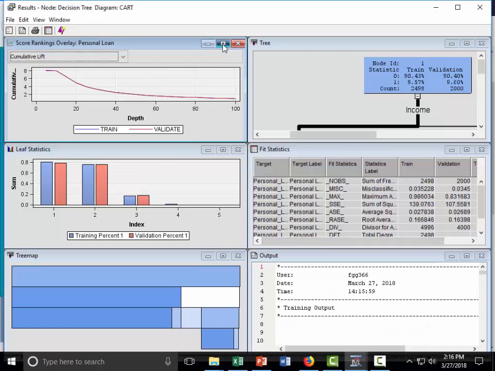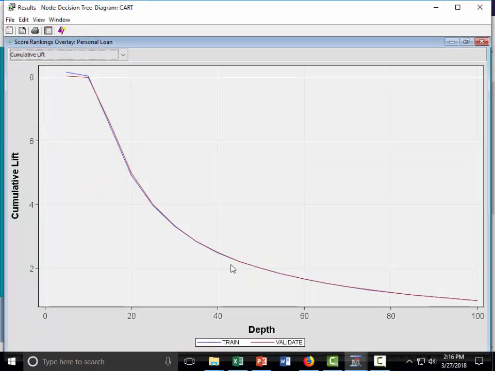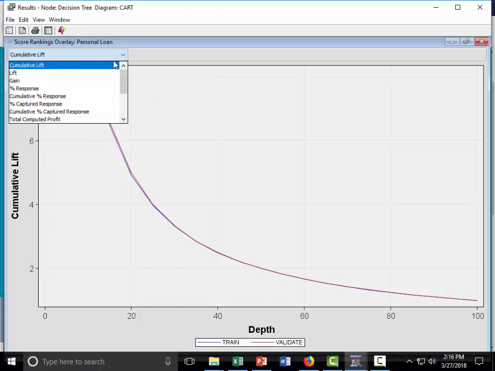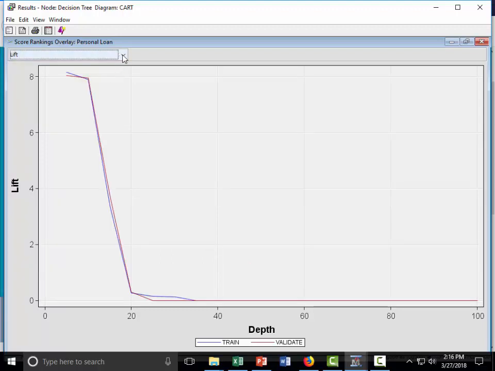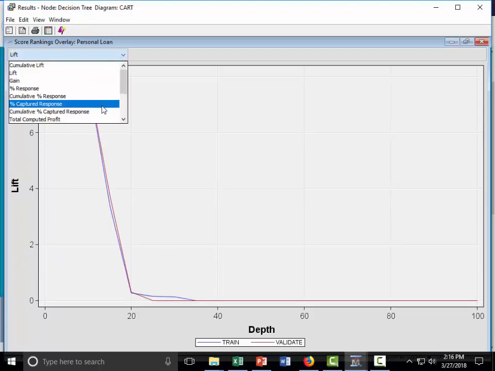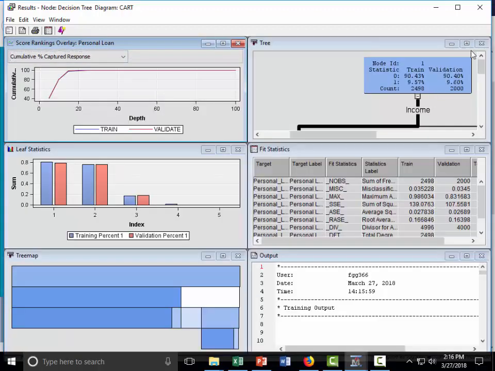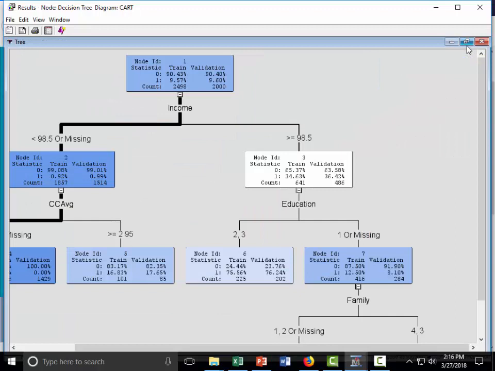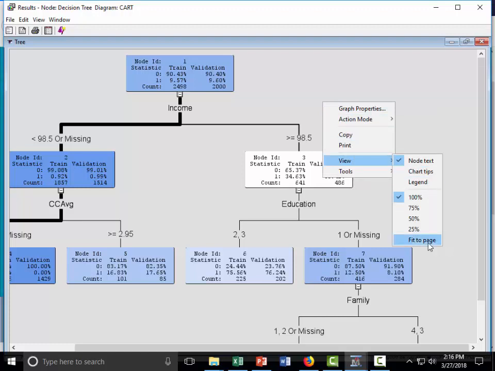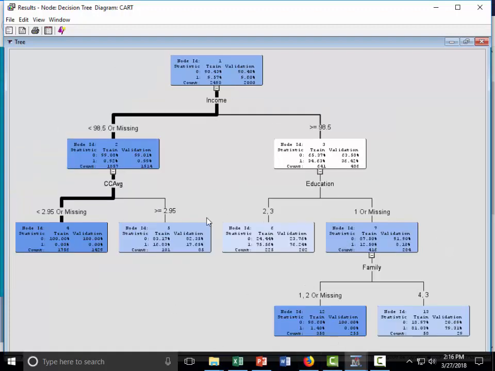Okay, so it gives you the cumulative lift, and all of this we have already discussed previously. So it gives you all of these charts, right? And here is the tree. Okay, so you go to view and fit to page, and it gives you the best tree.